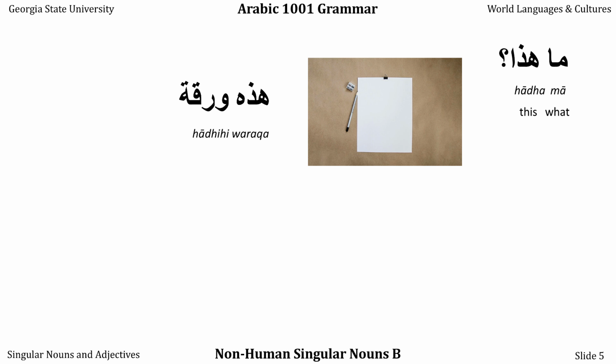And the answer is because waraqa is a feminine noun, not a masculine noun. And like a lot of other things in Arabic, we have to take gender into account. So there's a different this for masculine nouns than there is for feminine nouns.